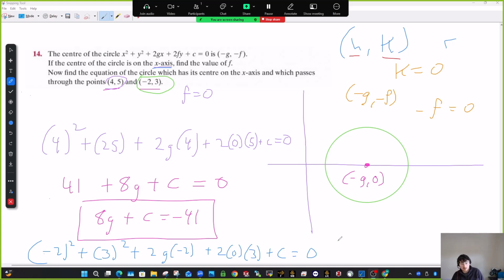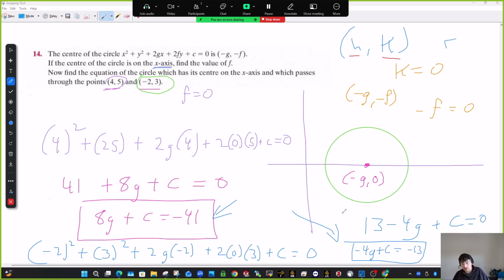When you tidy all that up, you'll get the other equation. That's 4 plus 9, that's 13, minus 4g, plus c. This is a really easy simultaneous equation now: minus 4g plus c equals minus 13. Then you solve for your g and c by using simultaneous equations on those.